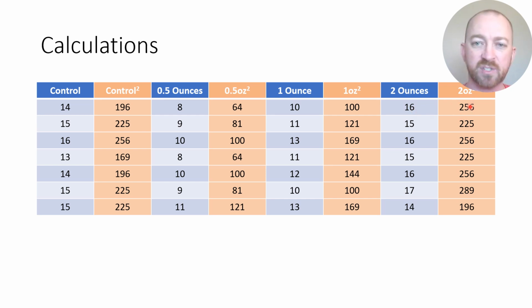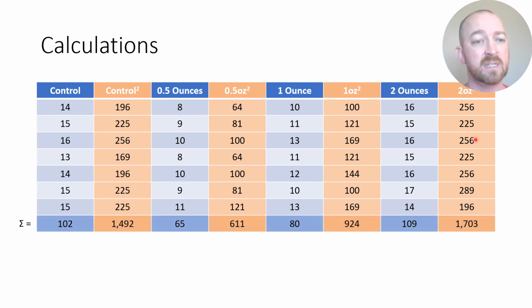Same thing over here, 2 ounce group, every value is squared. 16 squared is this, 15 squared is that, 16 squared is that, and so on. Okay. Additionally, I'm going to need the totals from that. In fact, I actually don't need any of the individual scores anymore. I do need the totals of all of these. And so I've now added a row where you can see these totals here.